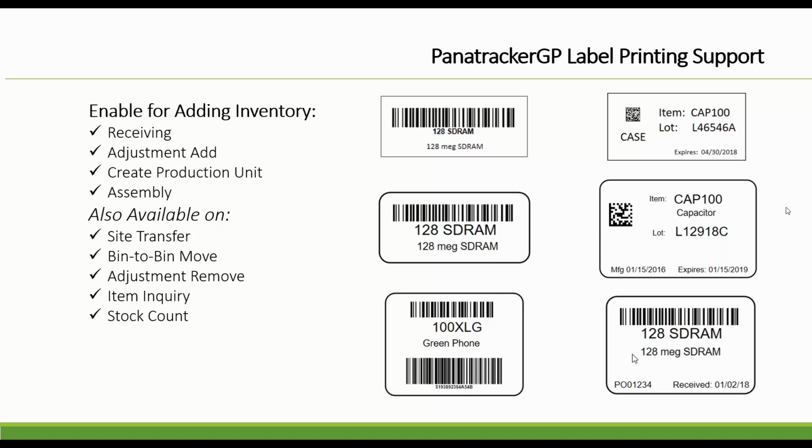Additionally, we've enabled label printing at a host of other transactions, including but not limited to site transfers, bin moves. Even our item inquiry screen gives your team the ability to print inventory labels when you need it. Shown on the right of my screen is a list of 6 different sample labels that I've created just as something I can show you, the different style labels that you can have here. PannaTrack has users who are printing labels as small as a 1x1 sticker all the way up to a 4x6 inventory label, much like you see on the outside of your UPS packages.